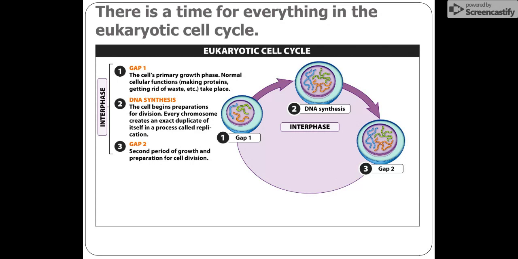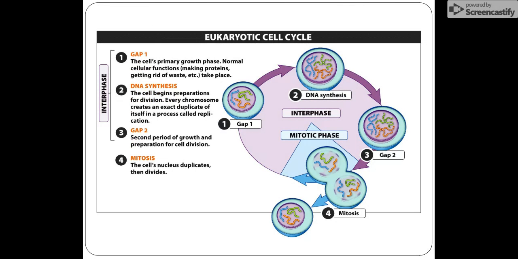Then we jump into our third step here, gap 2 or G2. Here our cell is growing some more and it's getting ready for this cell division process. Okay, so again, interphase is going to come before mitosis and meiosis.